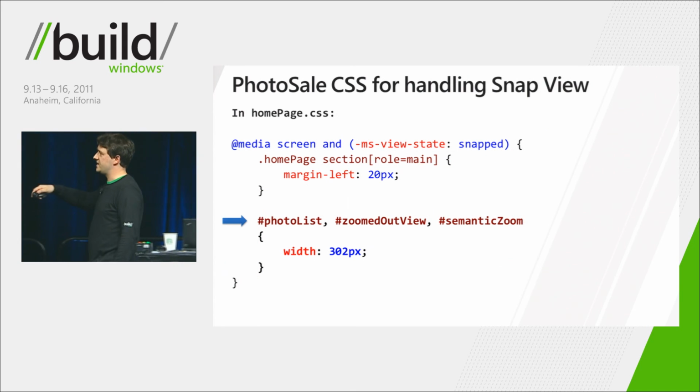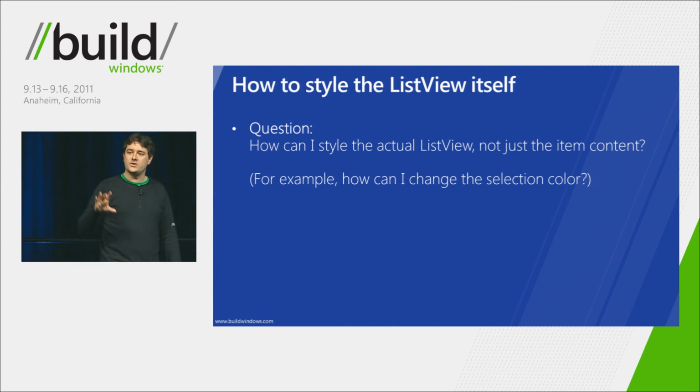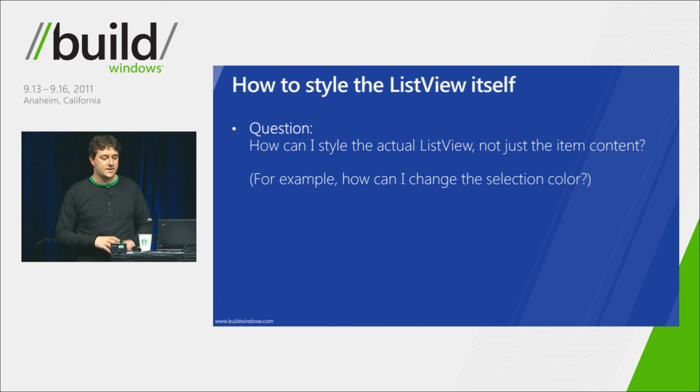There's a little bit of CSS I added too. The bold stuff was the only part that I added to the template, and I'm just changing the width to 302 pixels. The next thing I want to tell you about is styling the list view itself. We talked a lot about how the items are just trees of elements. You style them with CSS. But what if you want to change something on the list view, like a selection color, for example? You have a fascination with pink, as you'll see that I have in a minute.